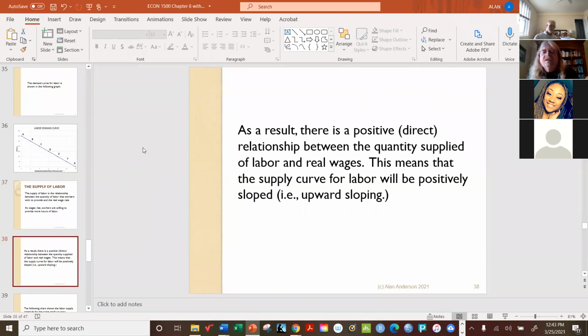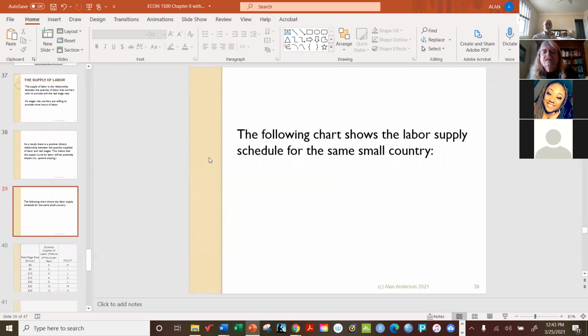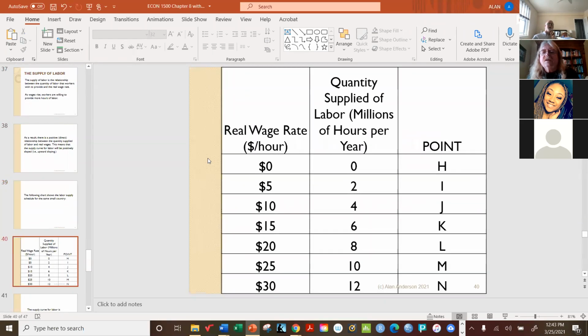All right. So therefore, as you would imagine, the supply of labor is positively sloped, meaning that it's upward sloping, because as wages go up, so will the quantity of labor that is made available in the marketplace. All right, so let's say this is the same little small country, and we have a supply schedule with a real wage of 0. Nobody works. Why would they? Does anyone work for free? I don't think so. But as the wage rises, more and more people step forward and say, yes, I'm willing to work at that wage rate.